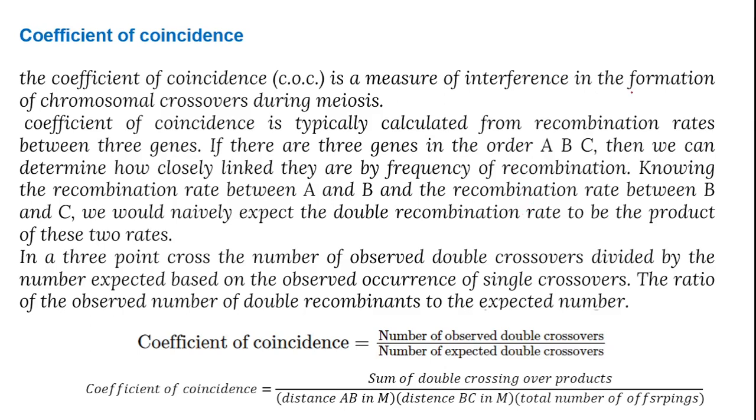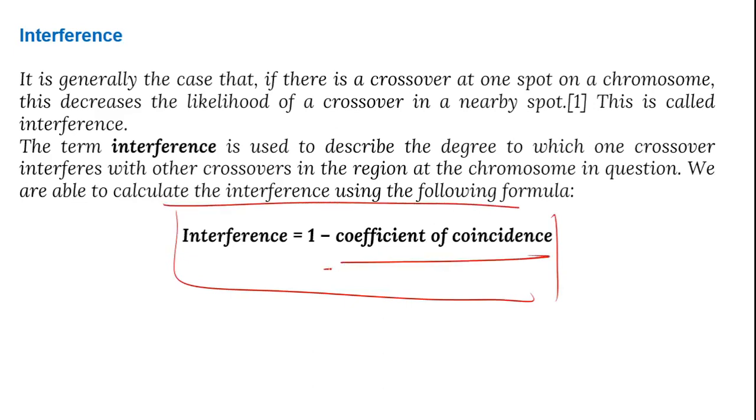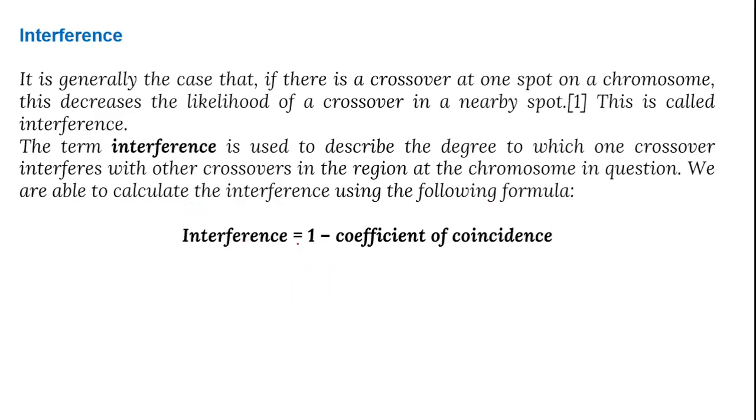One more phenomenon that mainly happens in linkage is interference. We're going to discuss that. Interference is the impediment that happens during crossing over. Interference is equal to 1 minus the coefficient of coincidence. To calculate interference, we need to subtract that from 1. Okay, that is the formula for interference.